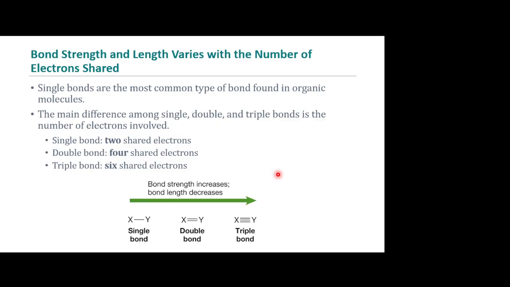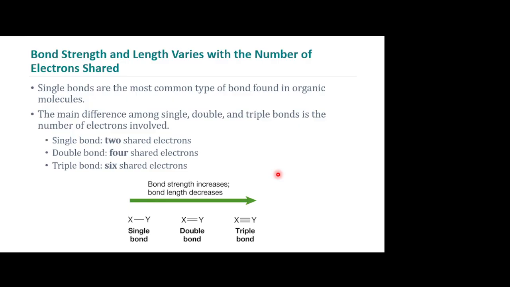But single bonds are going to be the most common type of bond found in organic molecules. The main difference among single, double, and triple bonds is the number of electrons involved in that bond. Single bonds share 2 electrons. Double bonds share 4 electrons, just 2 more, right? And then triple bonds, 6 electrons.